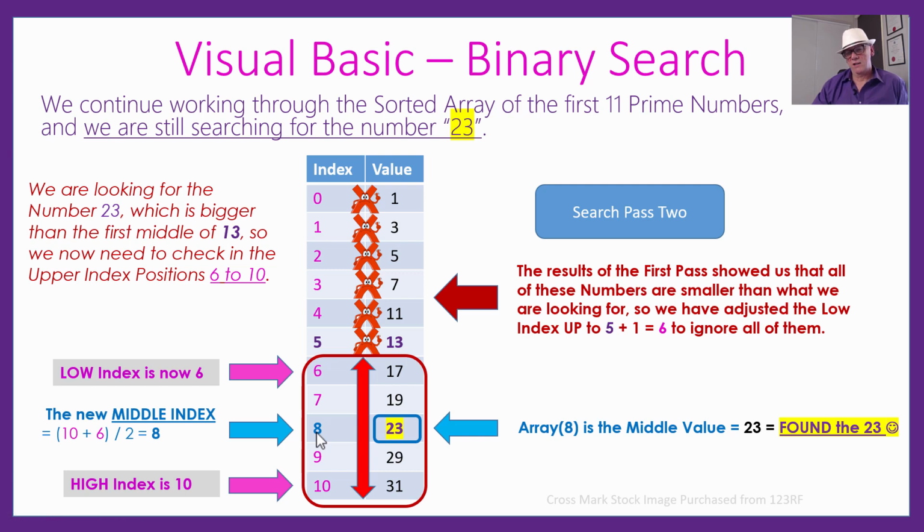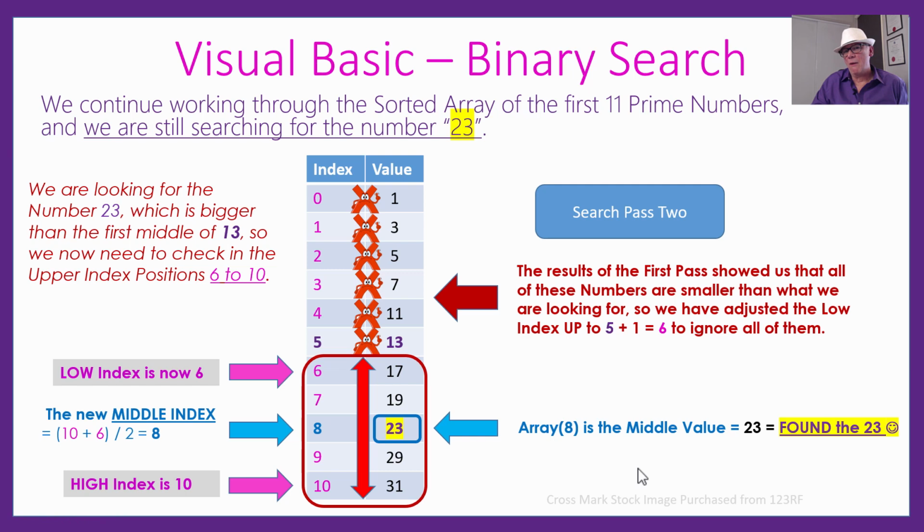But it's not the value 8, that's just the location. The value in there, hey, wow, the value's 23. That's the one we were looking for. So in 2 passes, we've actually found our 23. So that was kind of really lucky, a really good example.